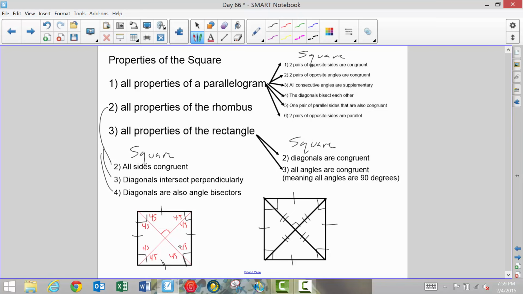So properties of a square: all properties of a parallelogram, all the properties of a rhombus, and all properties of a rectangle. So a square has opposite sides parallel, opposite sides congruent. You have consecutive angles supplementary, diagonals bisect each other, and you have one pair of parallel sides that are also congruent.